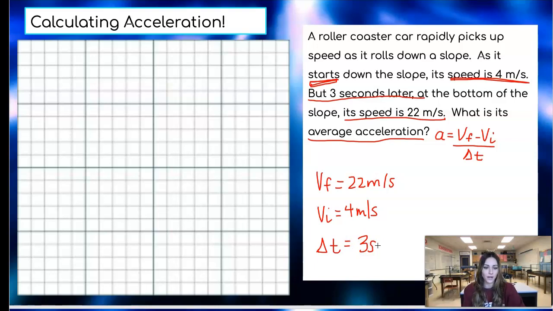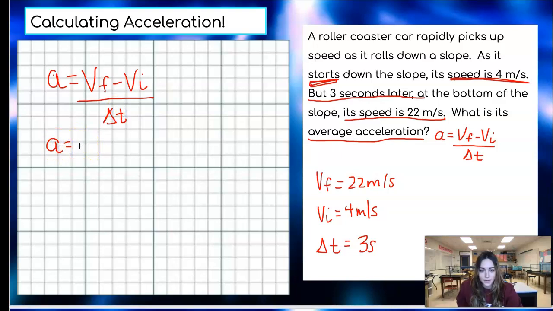Now that I've identified all of my known information, I'm ready to simply plug it into my formula and solve. Again, we always want to start with our formula, which in this case is a equals vf minus vi divided by delta t.